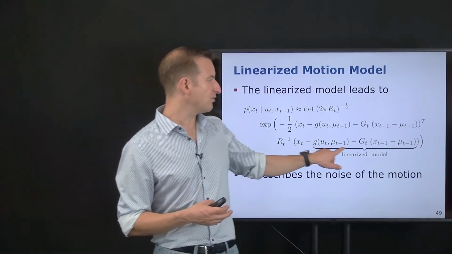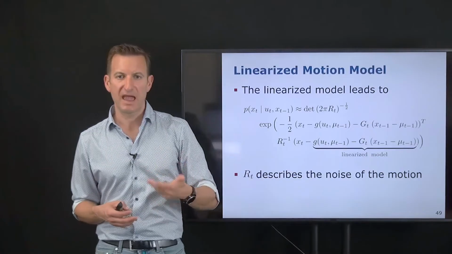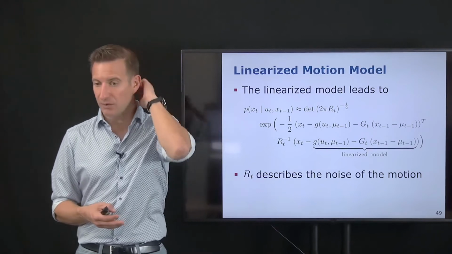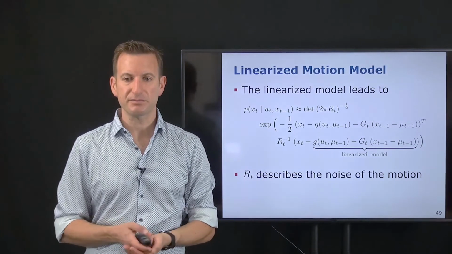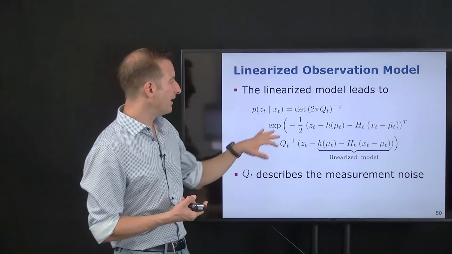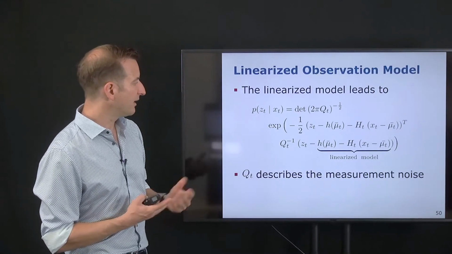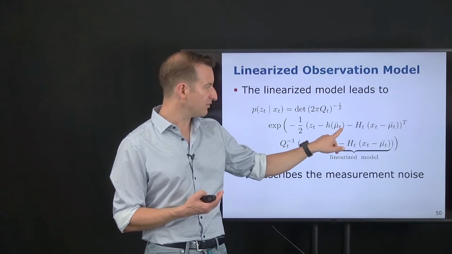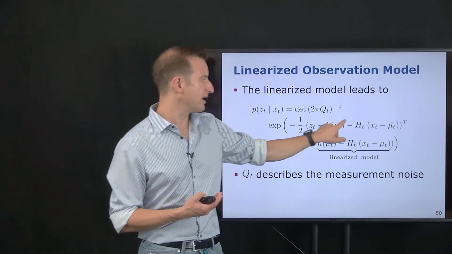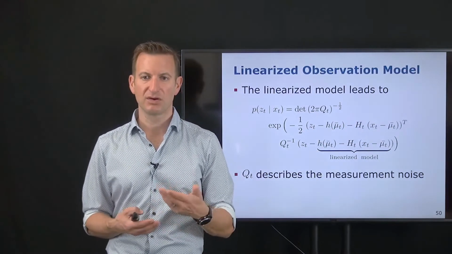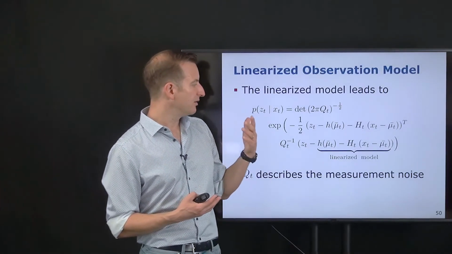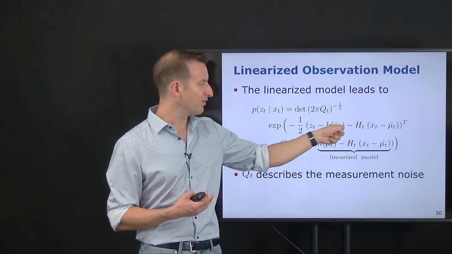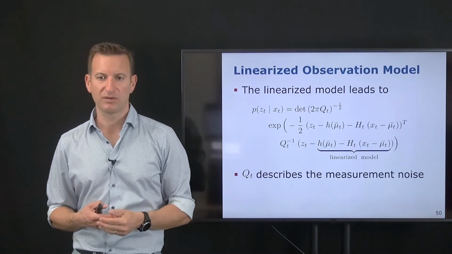The only thing which has changed compared to before is that this is not the A x plus B u term, but it's actually the linearized form using the Taylor approximation. And the same thing for my observation model. Instead of having C_t times x_t, I now have my linearized observation model. So, how's the mapping from the state space to the observation space in this linearized form? And that's shown over here.